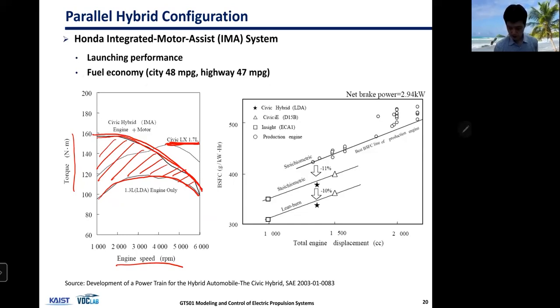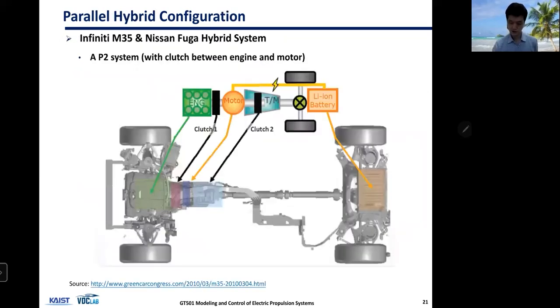And it was giving pretty good fuel economy, slightly lower than Prius. But the vehicle wasn't that attractive and didn't quite sell well. And then there's another parallel hybrid configuration from Nissan or Infiniti. This is a P2 system, and they have a clutch between the engine and the motor, and the motor is located between the engine clutch and the transmission.